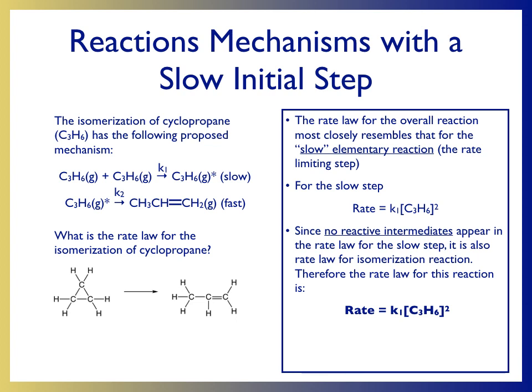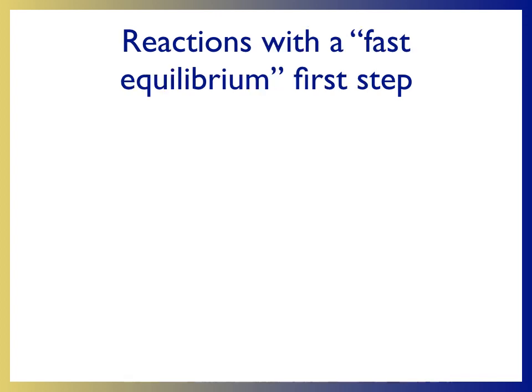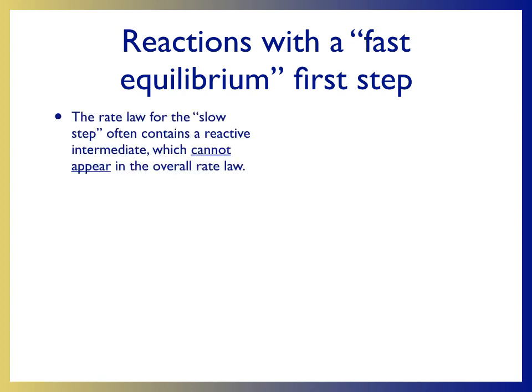We can generalize this for other reactions with a slow initial step. Any time a reaction has a slow initial step, the rate law for that slow elementary reaction will equal the rate law for the overall reaction. Now let's look at the second case, which is a little bit more complicated. If the first step is not the slow step, we might need to do some manipulations to make sure that no reactive intermediates appear in our rate law.